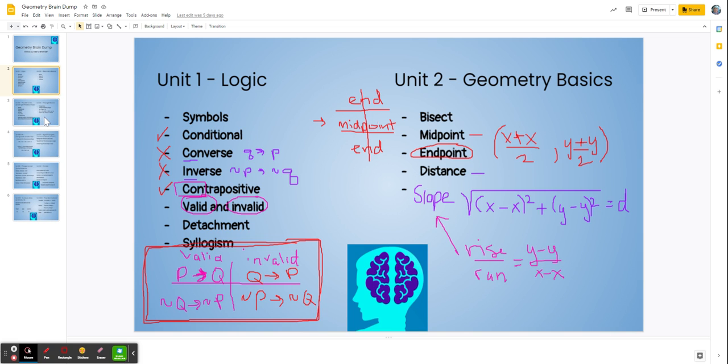So the circle formula is up there. If you compare it, it looks almost identical to the distance formula. So instead of x minus h squared, you've got x minus x squared. And instead of y minus k squared, you've got y minus y squared. Okay.